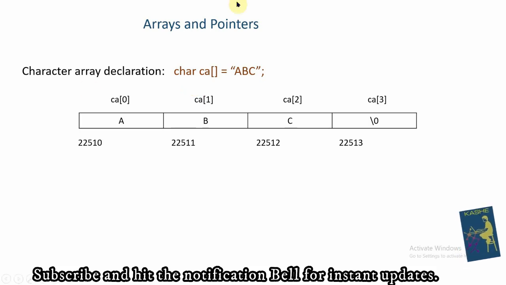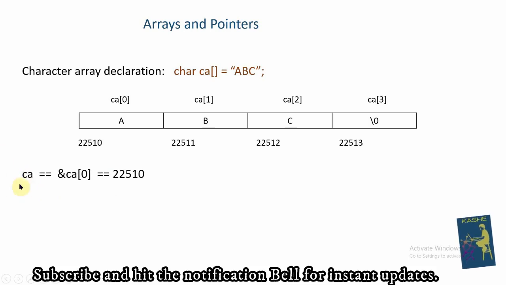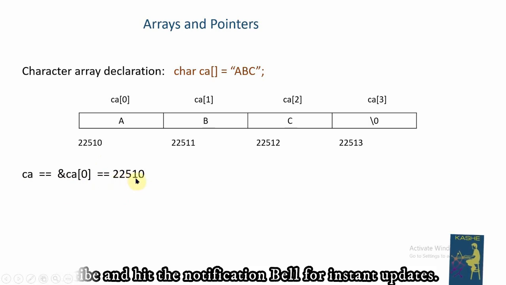If you define any array, then the name of the array is equal to the address of the first element of that array. Suppose the address of the first element here is 22510, then the name of that array CA will have 22510 in it. That means the name of the array is nothing but the pointer to the first element in that array. CA is the name of the array, which is nothing but the address of the first element, that is, address of CA of 0 is equal to CA. In our case, that address is 22510.